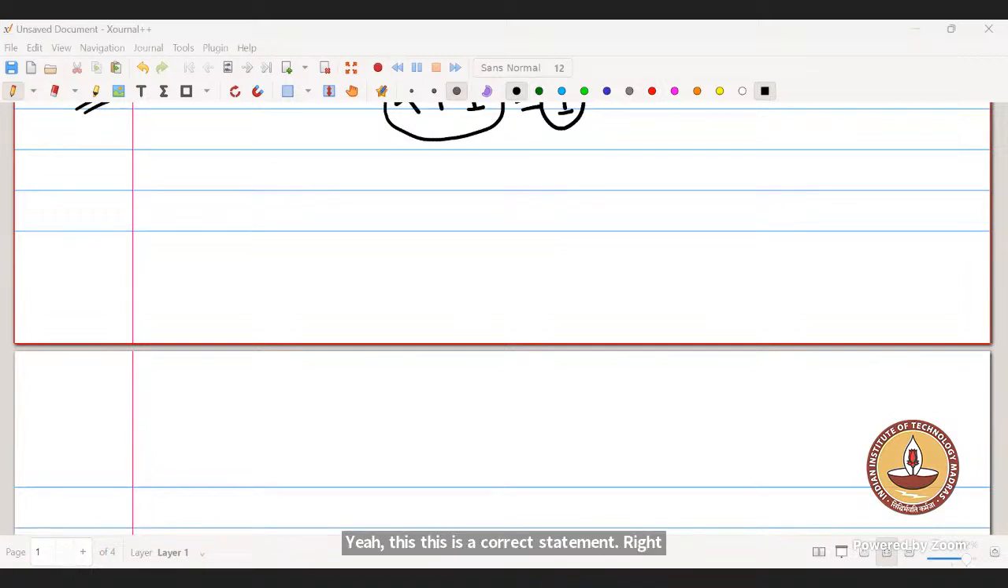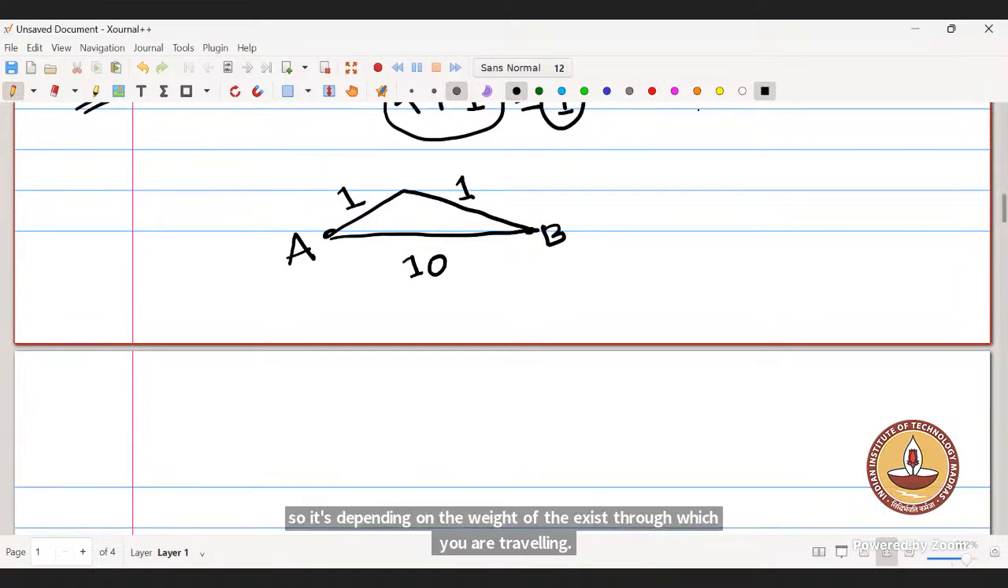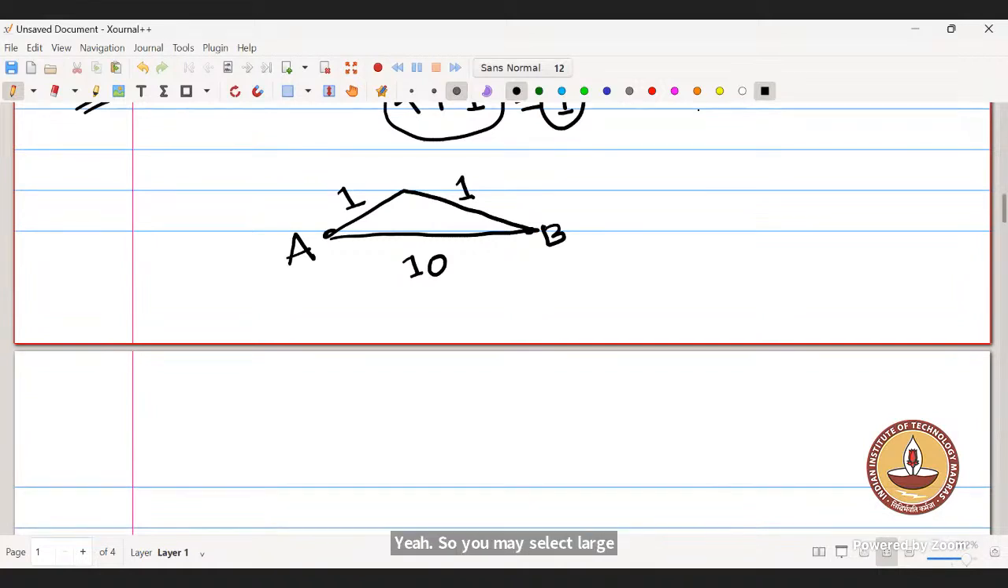Shortest path in a weighted graph need not be minimum in terms of number of edges. Because in a weighted graph, how do you compute the shortest path? It depends on the edges, you are looking for the least weights. Suppose this is 1 and 1, and this is 10. It depends on the weight of the edges through which you are traveling. So you may select a larger number of edges that adds up to an even smaller number than a direct connection.